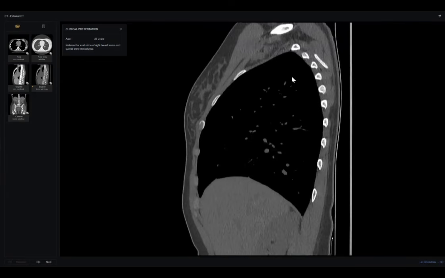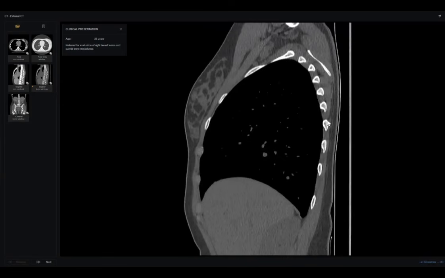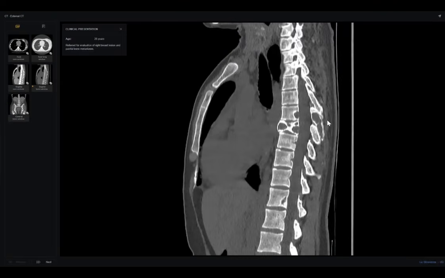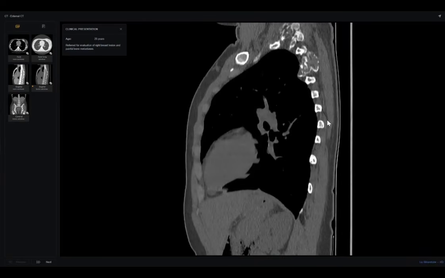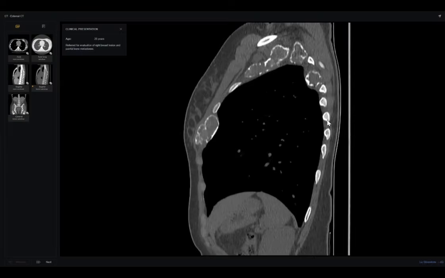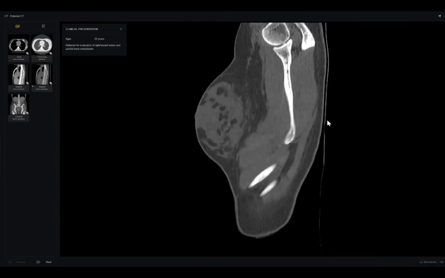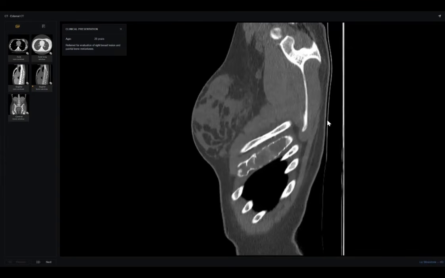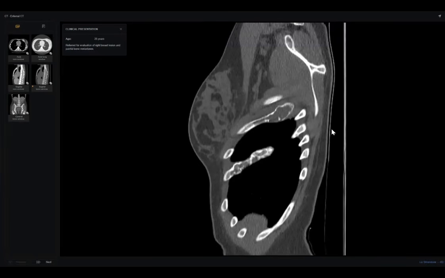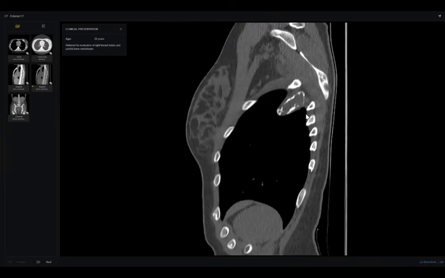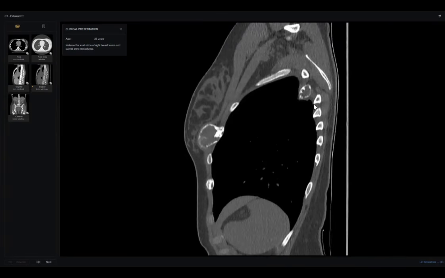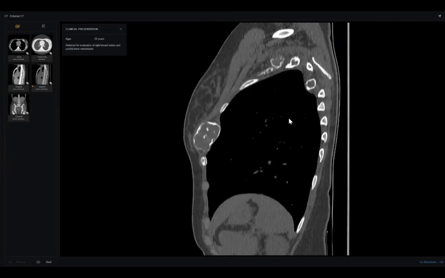And I can see also there is multiple enlarged axillary lymph nodes. Actually, the image is jumping. So regarding a patient with a right breast lesion and painful bone metastases, I'm suspecting a neoplastic lesion within the breast with multiple bone metastases.